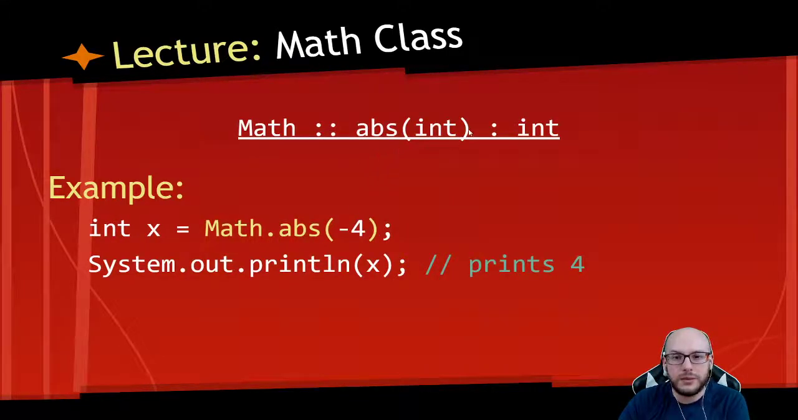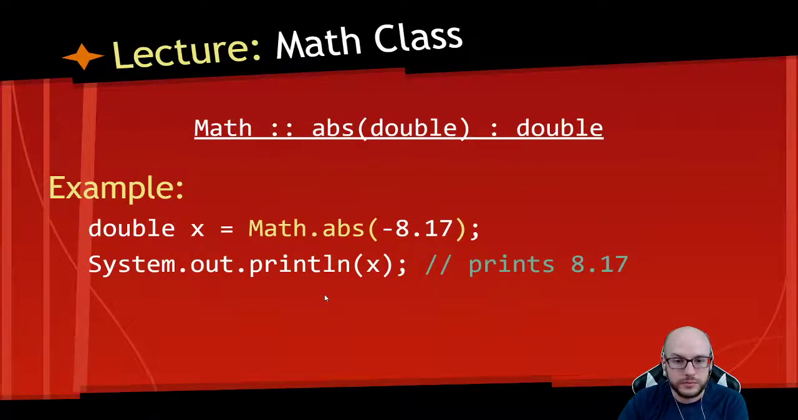Okay, absolute value. Here in this example, I'm specifying an integer, -4. It's going to give me back an integer. We're going to figure out what the absolute value of -4 is, which is 4. That is being returned by this method, which I am saving into integer x. So when I print off x, we can see it has a value of 4.